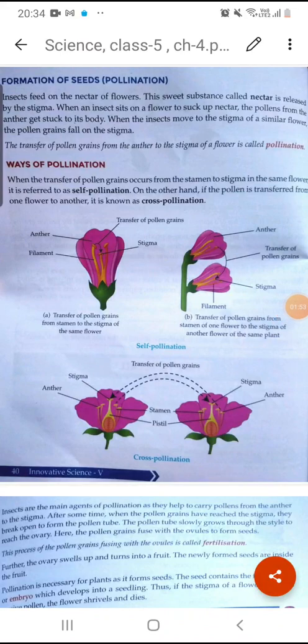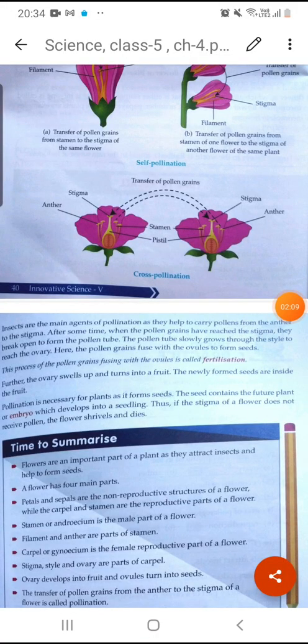And the other is cross pollination. That means the pollen grain is transferred from one flower to another flower of another plant, of the same species. That other flower is present in another plant, so it is known as cross pollination. In the second figure, of cross pollination, you can see the pollen grains from the anther will fall on the stigma of another flower. That is cross pollination.